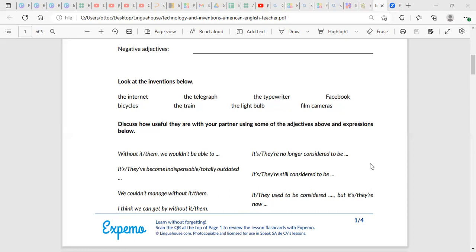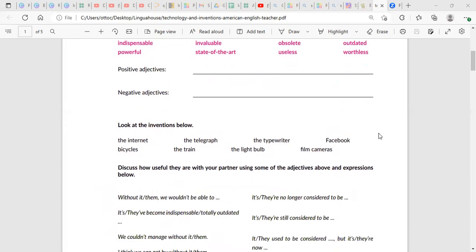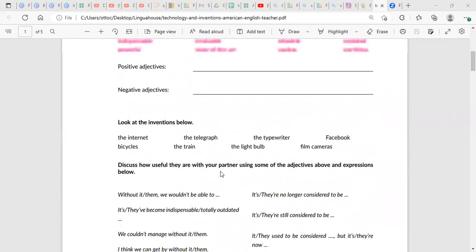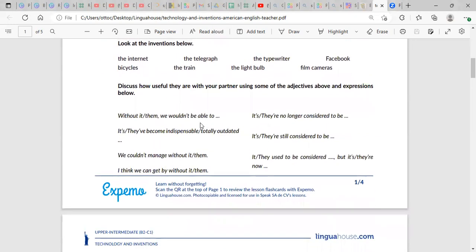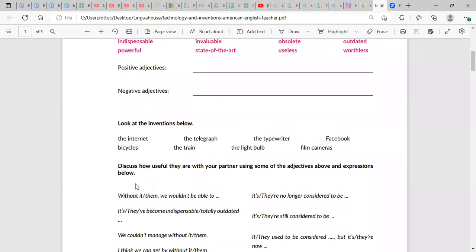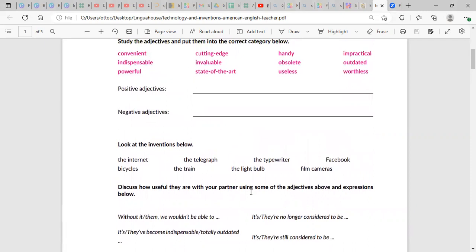Okay, perfect. Thank you, Andrea. At first glance, maybe this is kind of difficult to relate to these adjectives, but actually you can use these adjectives seamlessly with these phrases. Example here, it could be: without the internet, we wouldn't be able to do some indispensable things or tasks, like sending messages, sharing pictures.